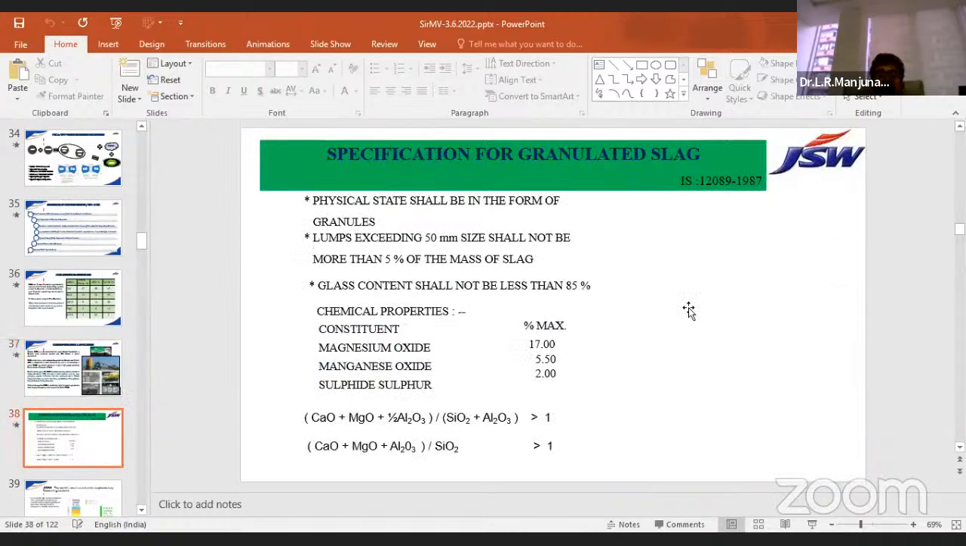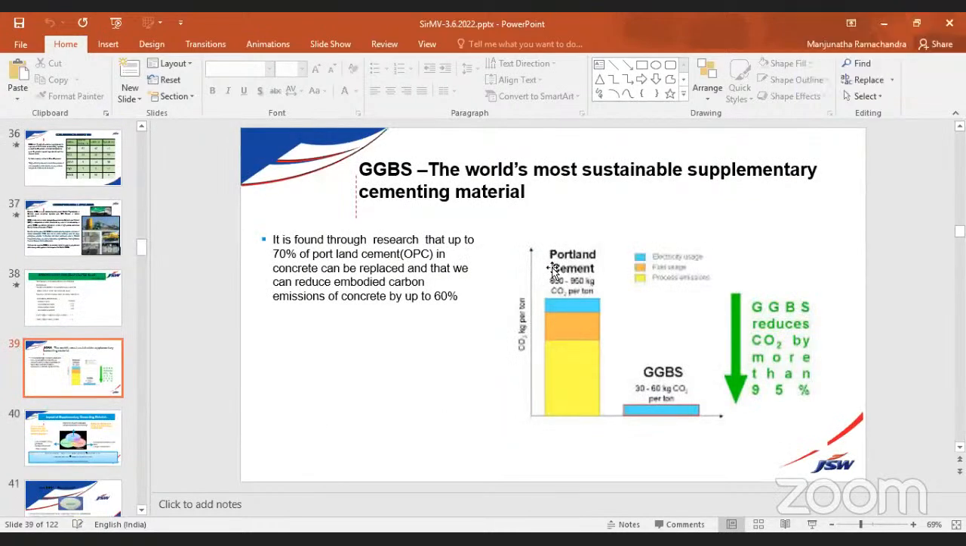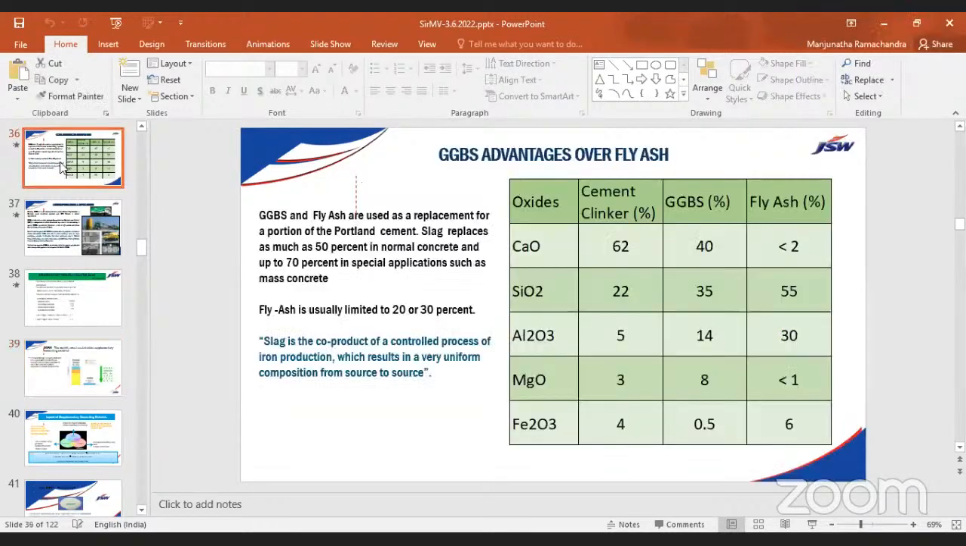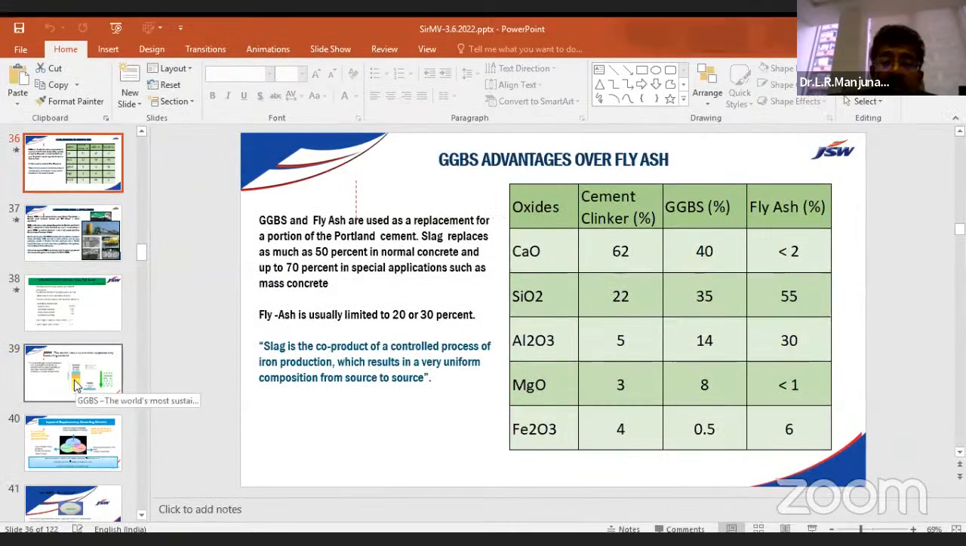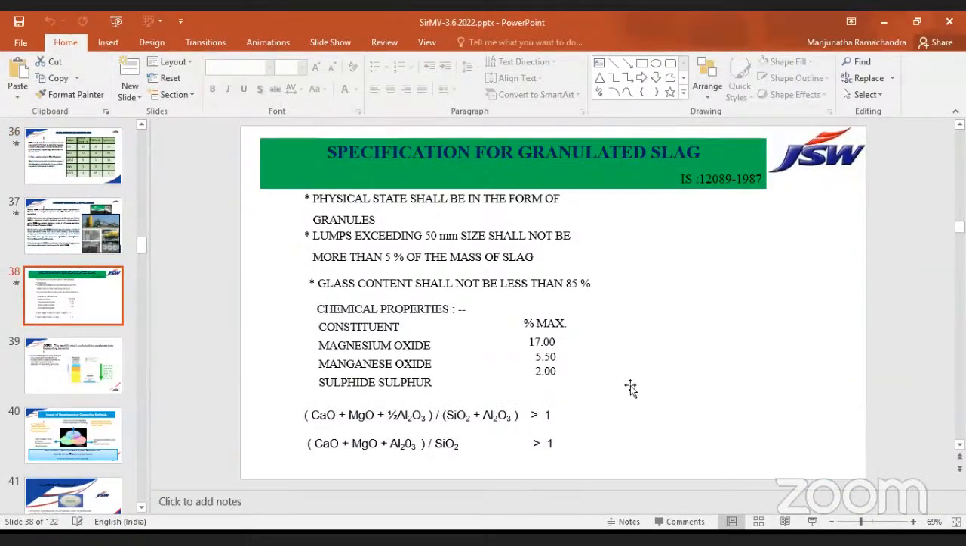Okay. Apart from having very good oxides, the glass content, the reactivity component with the GGBS, especially JSW GGBS, is more than 95%. The glass content, as per IS 12089, says 85% should be the glass content, whereas JSW GGBS has more than 95%. Just a global standard. So is it same as silicon dioxide, sir? What you are telling, is it silicon dioxide, SiO2, no? The glass content is amorphous, the amorphous nature of the product, the reactivity. Okay. That is called glass content.